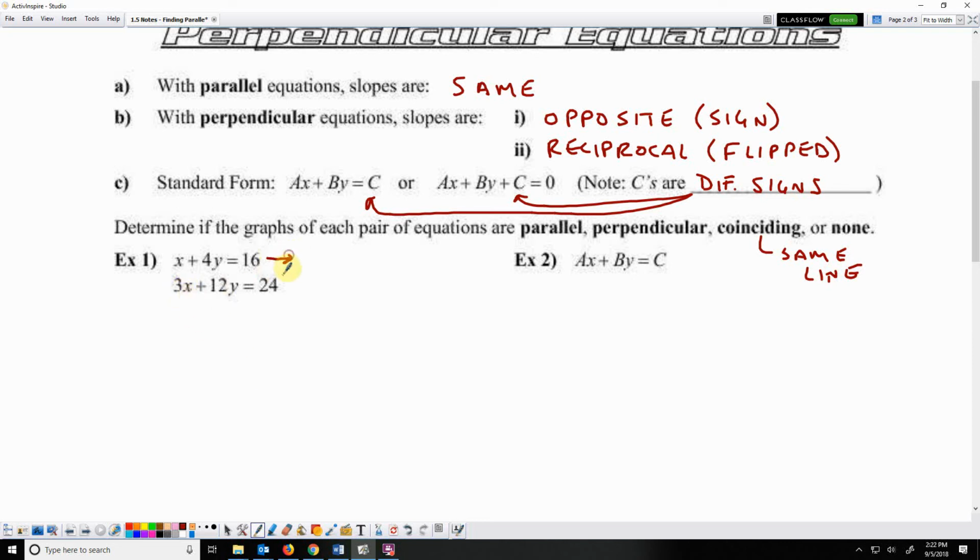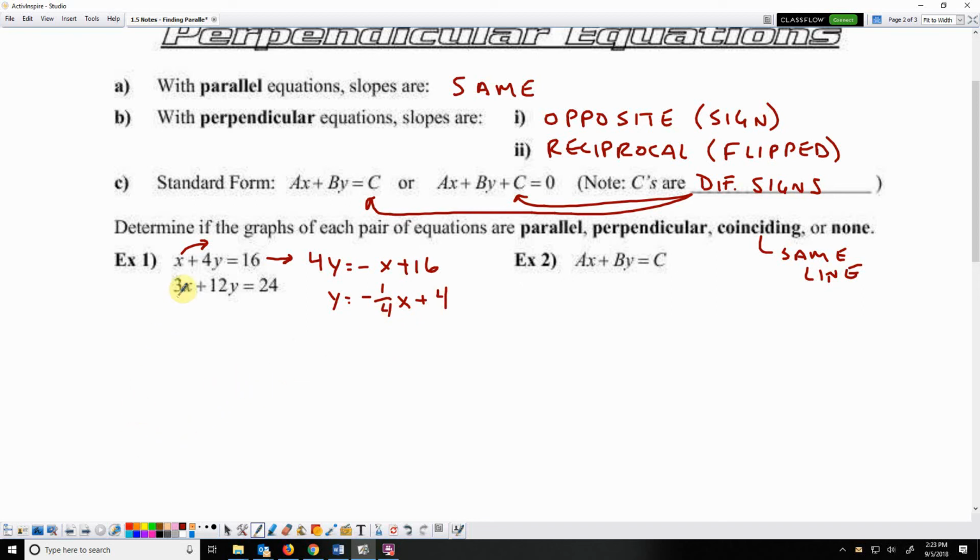So for this first equation, if I move the x to the other side, I get 4y equals negative x plus 16. And divide everything by 4, I get y equals negative 1/4 x plus 4. So my slope is negative 1/4.